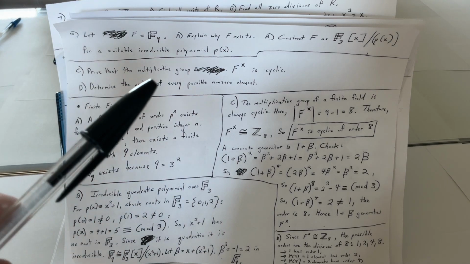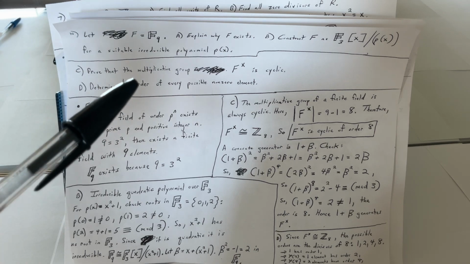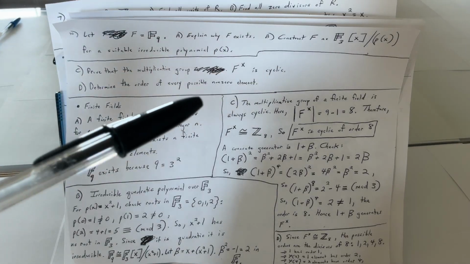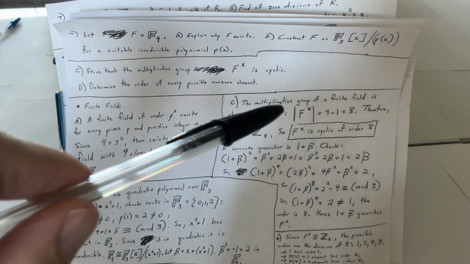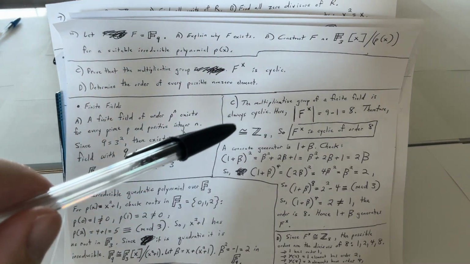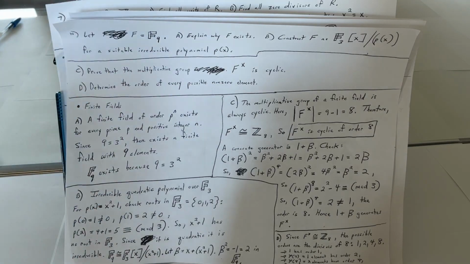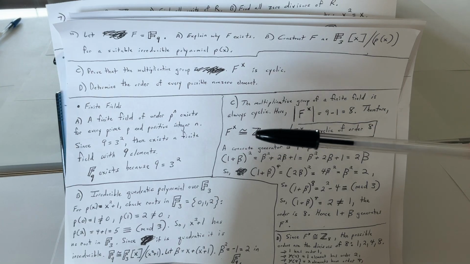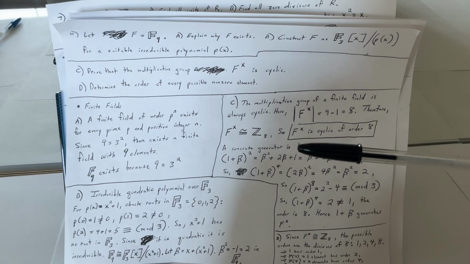Part C, prove that the multiplicative group F cross is cyclic. So the multiplicative group of a finite field is always cyclic. Here for this, the order of F cross equals 9 minus 1, which is 8. So therefore, it's isomorphic to Z_8. So that F cross is cyclic of order 8.